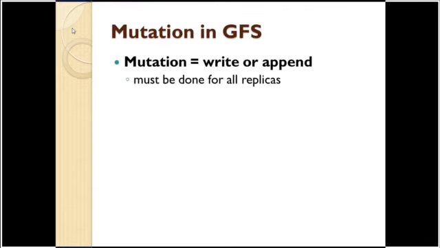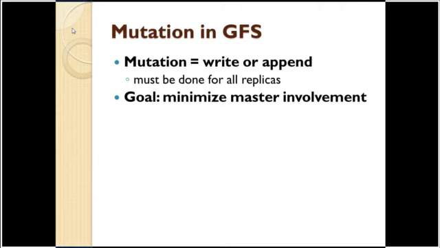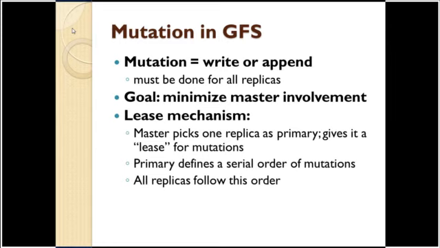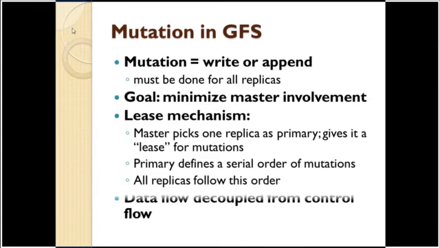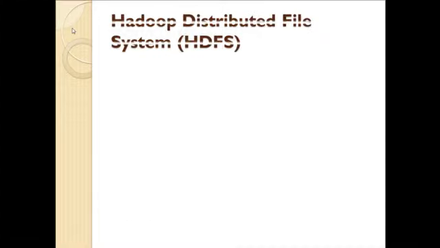Mutation in GFS. A mutation is a write or an append. It must be done for all replicas. The goal is to minimize master involvement, with the least mechanism. The master picks one replica as primary and gives it a lease for mutations. The primary defines a serial order of mutations, and all replicas follow this order. Data flow is decoupled from control flow.